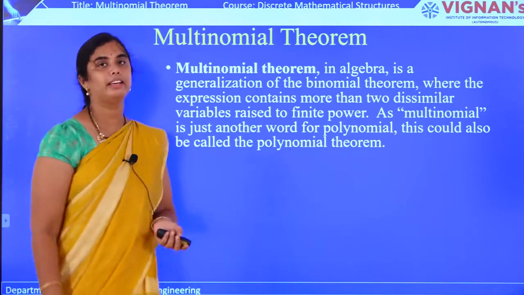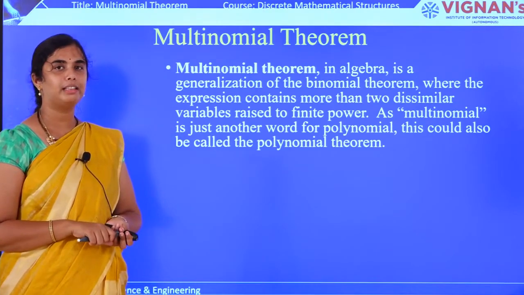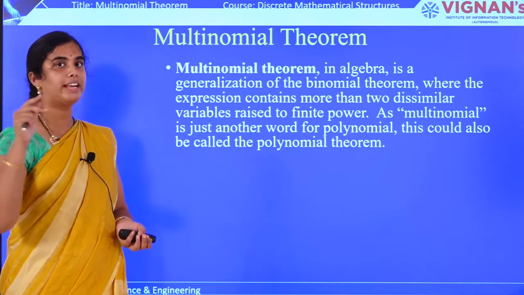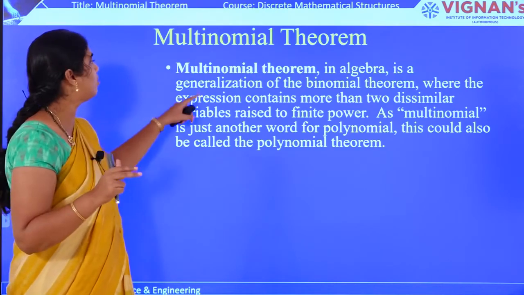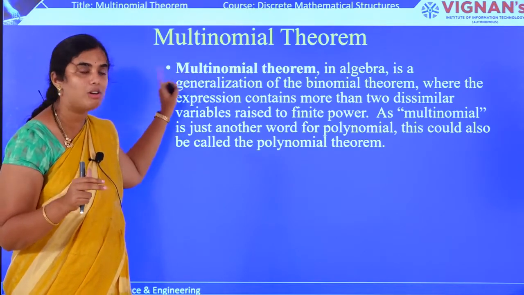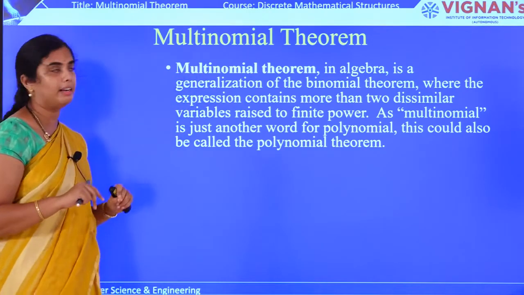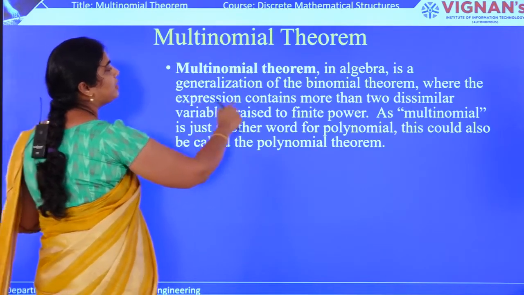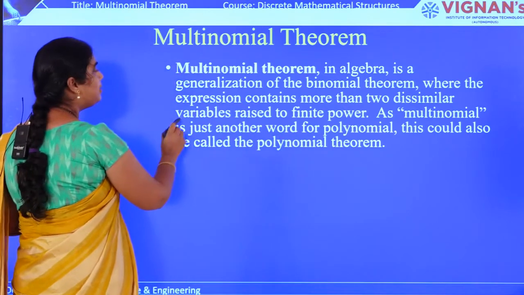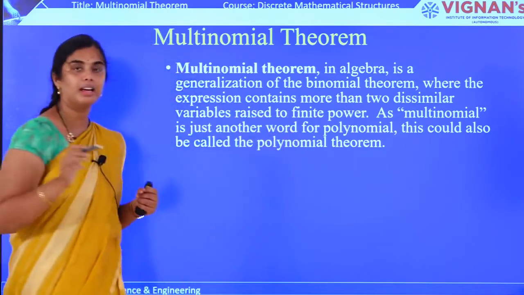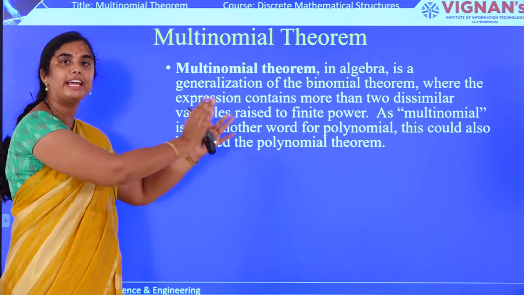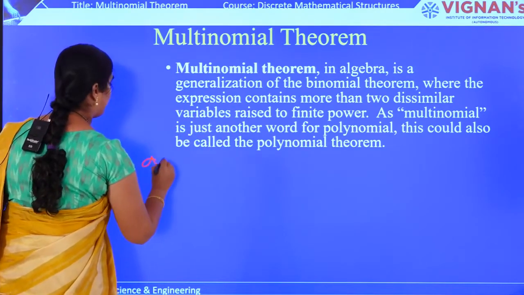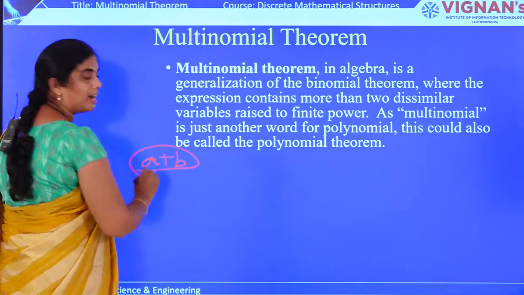Next, multinomial theorem. Till now we have learned about binomial theorem. That means the expansion of two terms raised to a finite power. Similarly, you can also find for the multinomial theorem also. Multinomial theorem in algebra is a generalization of binomial theorem, where the expression contains more than two dissimilar variables raised to finite power. That means in binomial you have taken only two terms, that is a plus b, or anything which are only two terms.